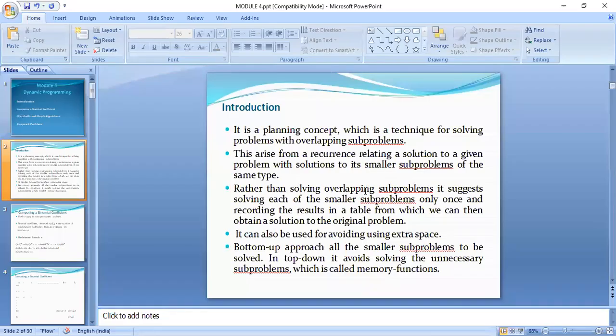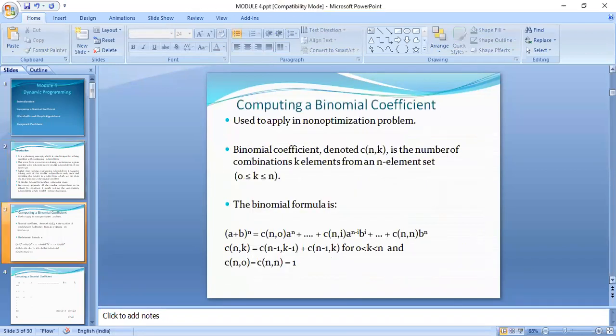So here in our dynamic programming, we are going to see the next problem, which is computing a binomial coefficient. It is used for applying dynamic programming to a non-optimization problem. The binomial coefficient is denoted C of n comma k, which is the number of combinations of k elements from an n element set, where k varies from 0 to n.